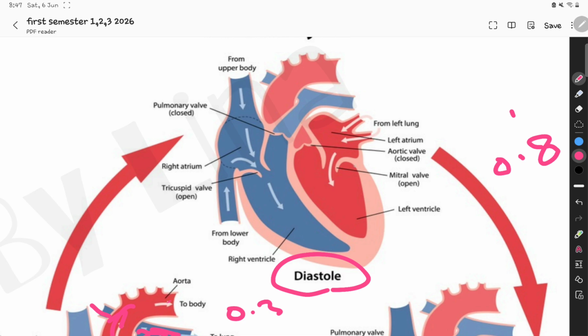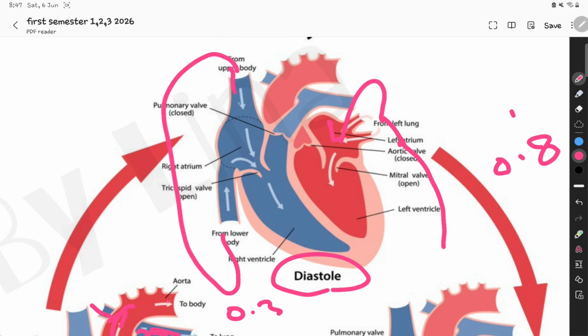When your heart is relaxed, the blood from the second phase is circulating in your body. In the third phase, the blood will return back to your heart through the veins, because through the veins the blood goes into the heart, returning into the upper chambers of your heart, which are the atria. So in diastole, your heart is relaxed and the blood is returning to your heart from the body parts.